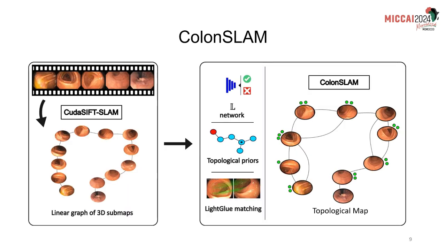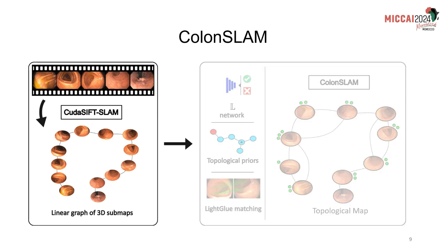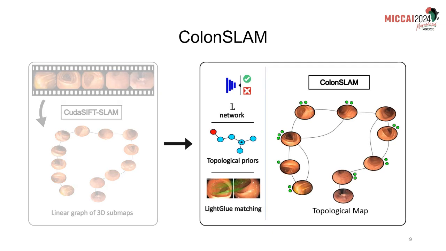For this purpose, we present Colon SLAM. Colon SLAM leverages the good short-term co-visibility that CUDA-CIF SLAM is able to find within these small submaps, and uses several algorithms to find good co-visibility relationships between these submaps, building a rich topological map.